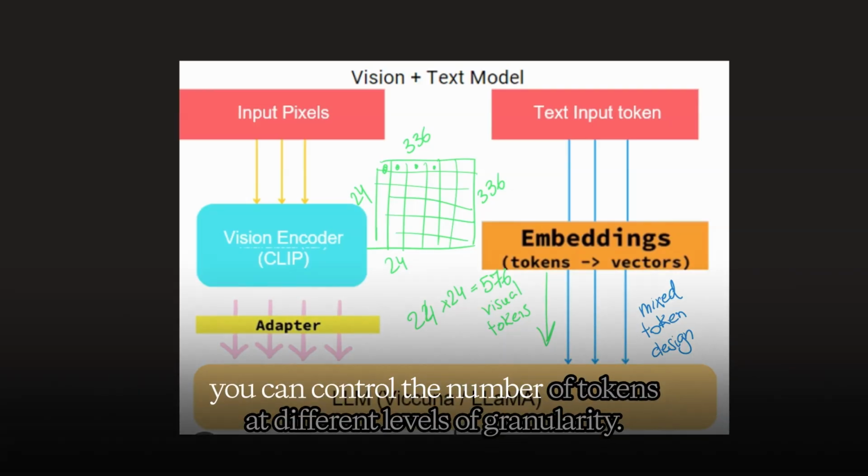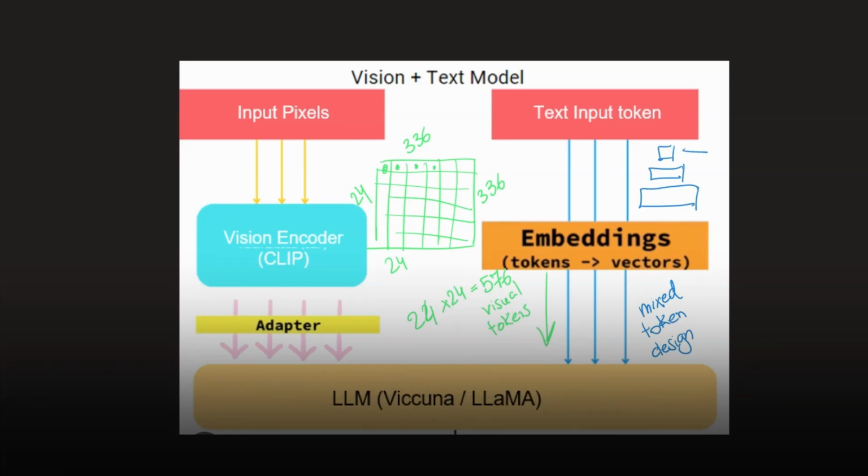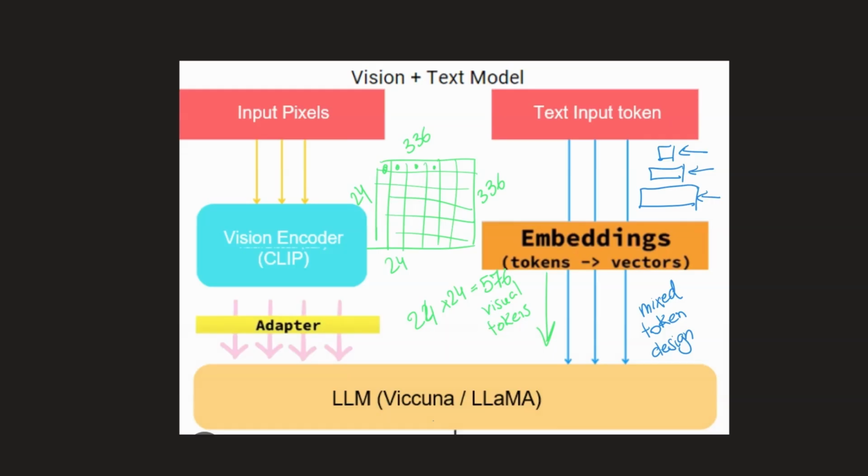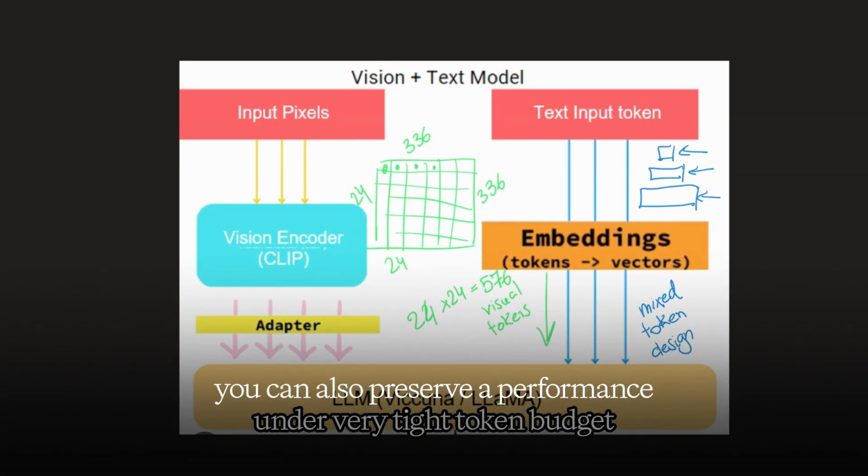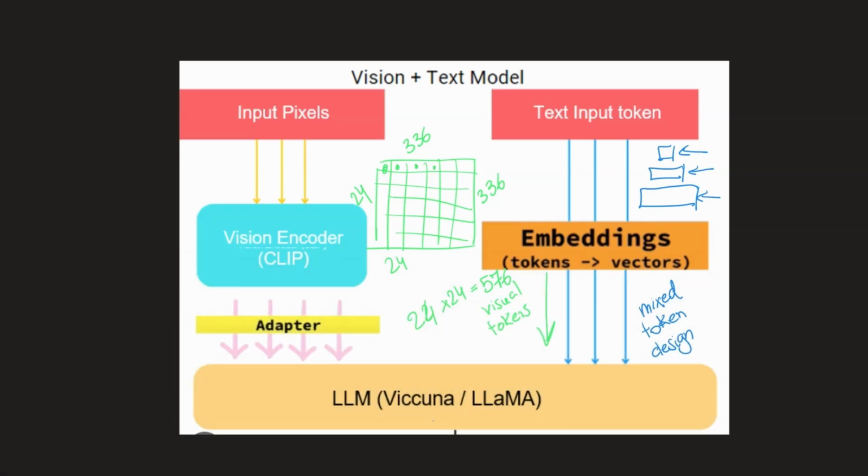Now you can control the number of tokens at different levels of granularity. At each level of granularity, you can decide how many tokens you want to have. And you can also preserve performance under a very tight token budget because now you can control the number of tokens. We'll see later how that control is implemented, but this is the big picture. The authors also report improvements in hallucination, robustness, and understanding of fine-grained objects. So this token design is not just about efficiency, but it improves the quality of reasoning.